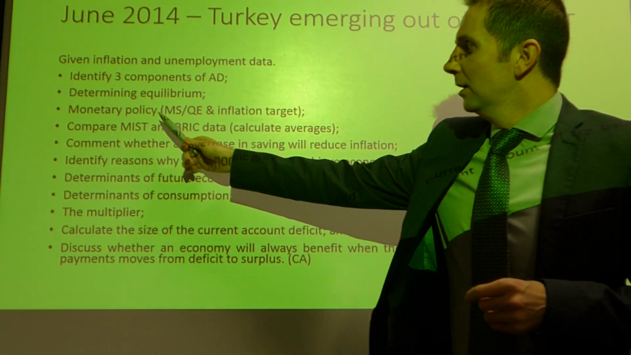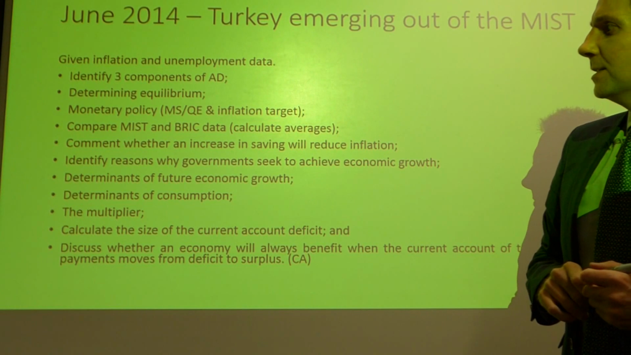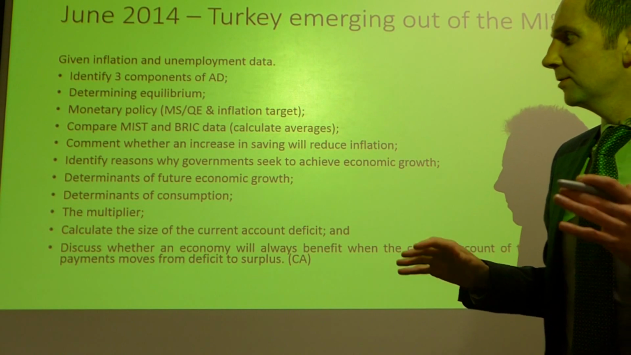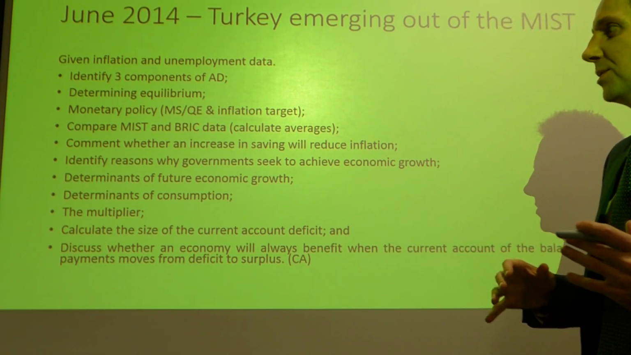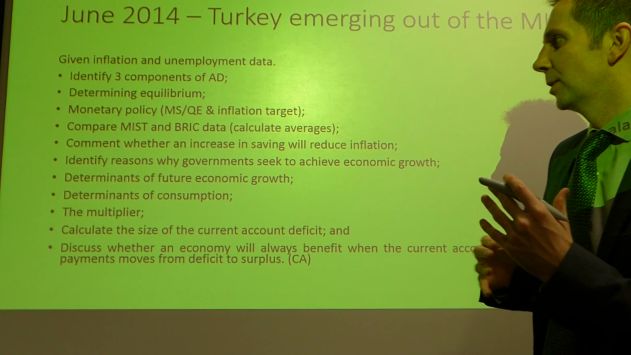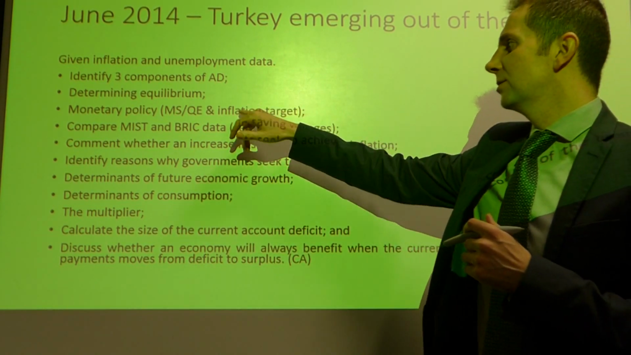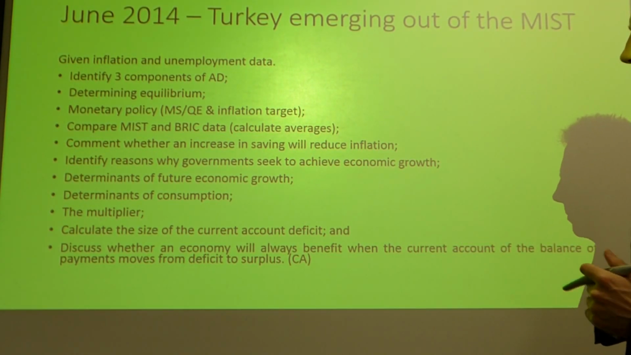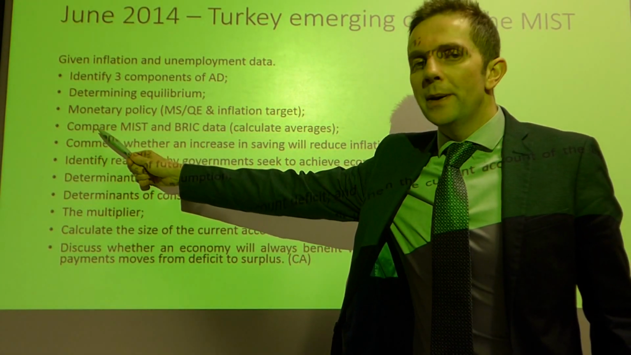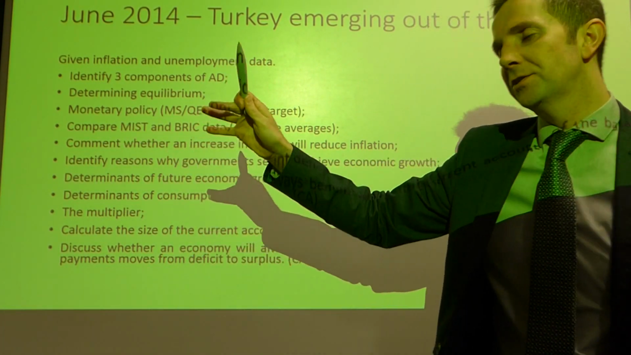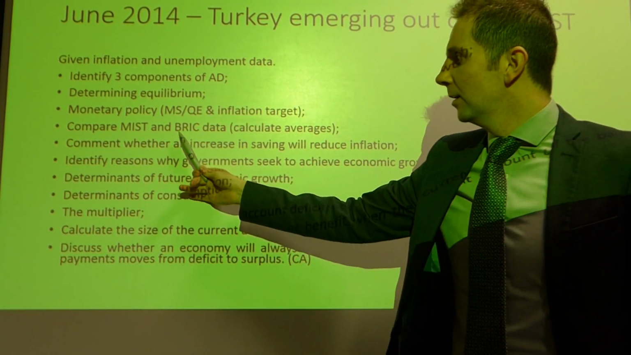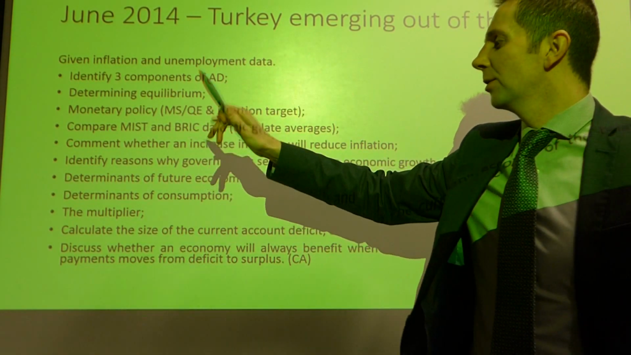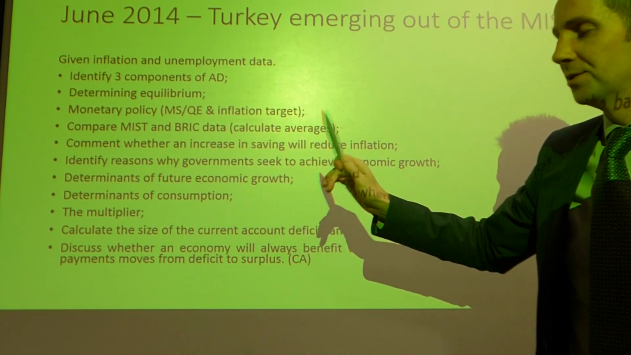A little bit about monetary policy, and I think there were a few things which were allowed on the mark scheme. So you're allowed things like your standard base rate, money supply. You're allowed to talk about quantitative easing, and you're also allowed to discuss the fact that if there's an inflation target in place, that's a form of monetary policy also. Again, compare data: higher, lower, faster, slower, averages, etc. Comparing the MIST nations, Mexico, Indonesia, South Korea, Turkey, with the BRIC nations, Brazil, Russia, India, China.